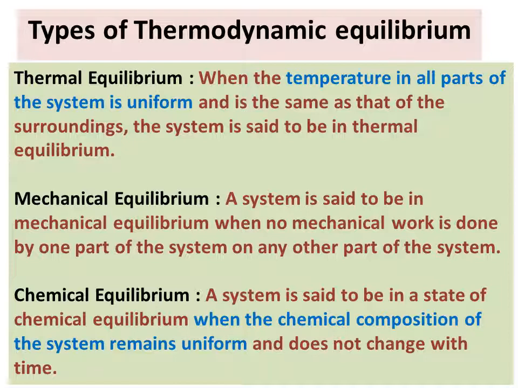Another type of equilibrium we can talk about is chemical equilibrium. So what is chemical equilibrium? When throughout the system, throughout our chemical reaction or chemical composition, the composition of the system is uniform and not changing, then we say that it is in chemical equilibrium.